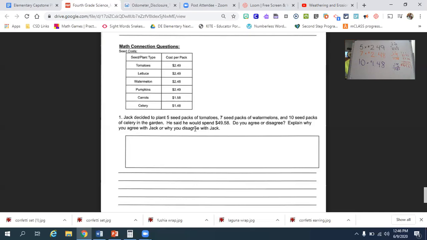Okay? Now, this said that Jack would spend $49.58. So, either our math is wrong, which is possible, friends, double check my math, or we disagree. So go back and check those numbers that you have and see what you have and explain why. Why do you agree or why do you disagree with that? Okay, and you're going to put that on the lines down here. Write 1 or 2 sentences agreeing or disagreeing and explaining your answer.